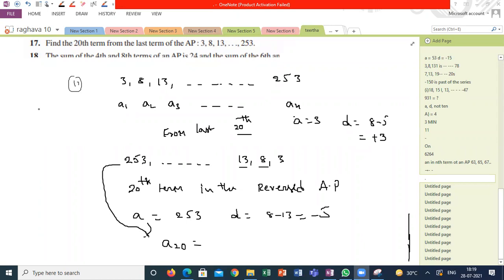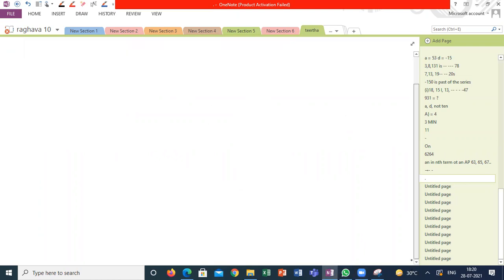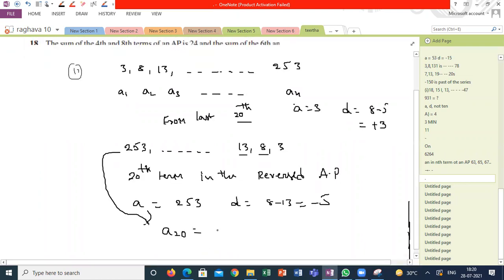Is the strategy clear, what I have done here? Guys, is it clear? Yes, sir. You are taking the values of A and D and substituting them in the formula. First I reversed the series: from the last, the 20th term is the same as counting from the beginning. So A20 is how much? A plus 19D. This is 253 plus 19 into minus 5.